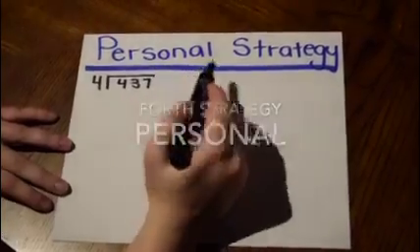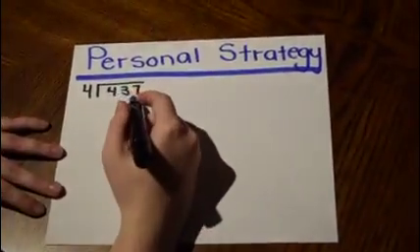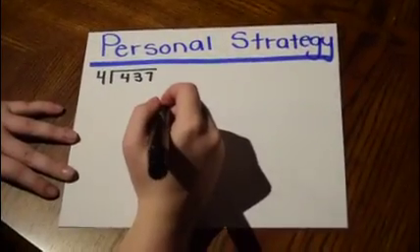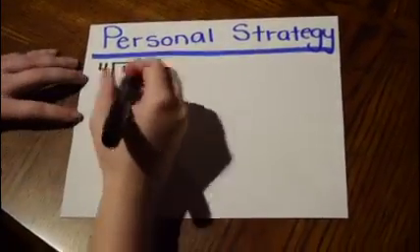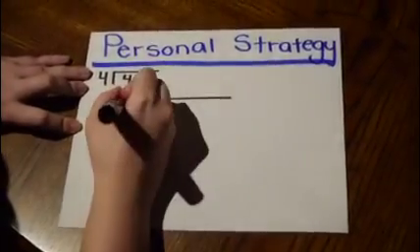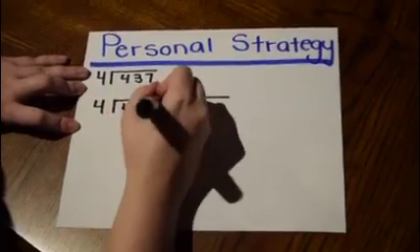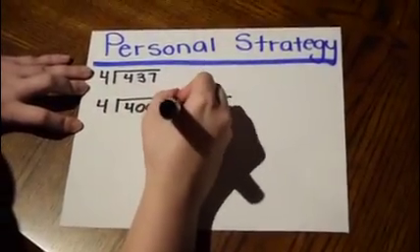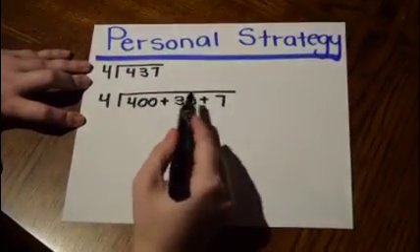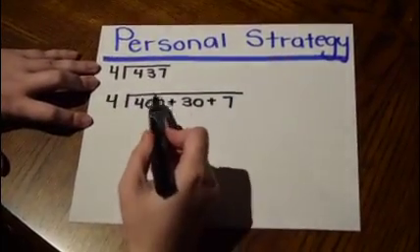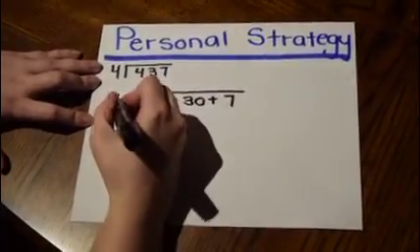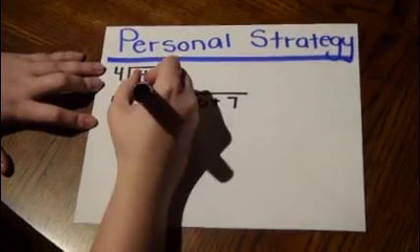I'm going to use my personal strategy to divide 437 by 4. First, I will split 437 into its hundreds, tens, and ones place values. So it'll be 400 plus 30 plus 7. So we will have 437. This is the hundreds, this is the tens, this is the ones place value. I know that 4 goes into 400 100 times.